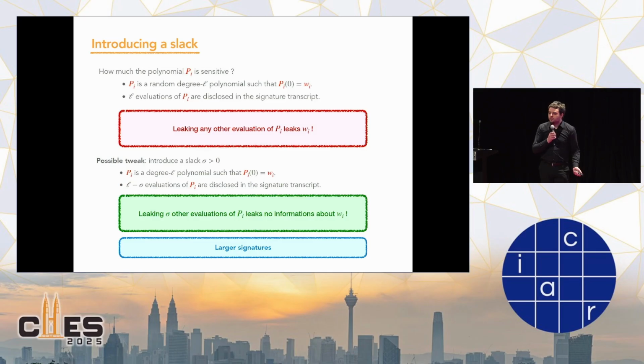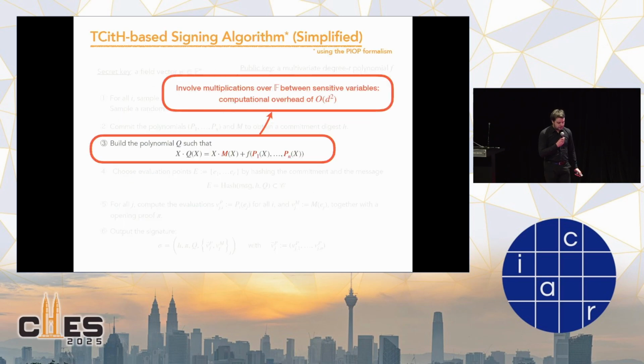Of course, there is a reason why the signature schemes ask to reveal L evaluations. It's for the forgery security. And if we do that, of course, it will impact the security, but we can change the parameters to keep the security we want. However, it will increase the signature size, of course. So using this slack, we will be able to optimize this phase because we know that we will be able to leak some information without any problem.